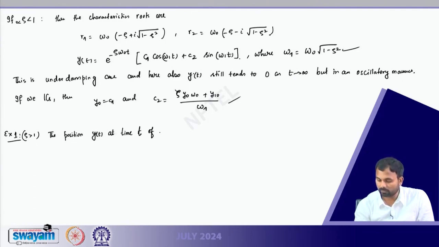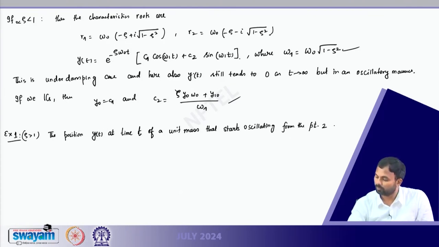The position y(t) at time t of a unit mass that starts oscillating from the point 2 with initial velocity minus 1 in a system with gamma equals 5 and k equals 6 and no external force.